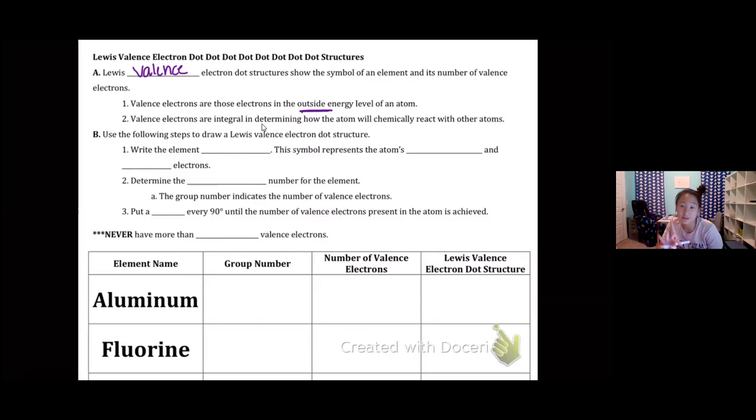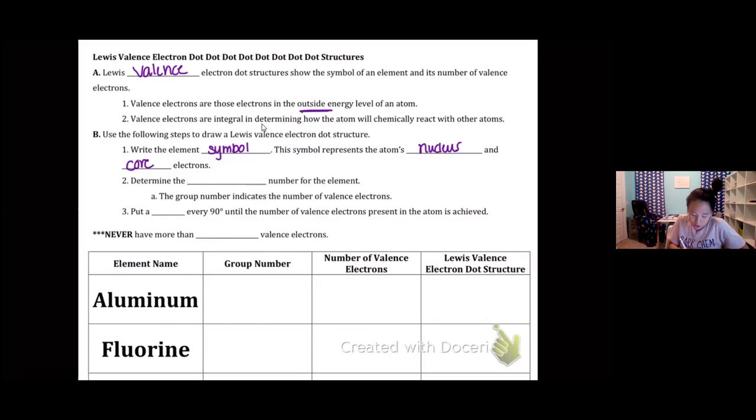Okay, so there are 4 steps in determining how many dots, or how many electrons, we're going to draw. First, you write the element symbol. The symbol represents the atom's nucleus and the core electrons. Core electrons are everything on the inside.